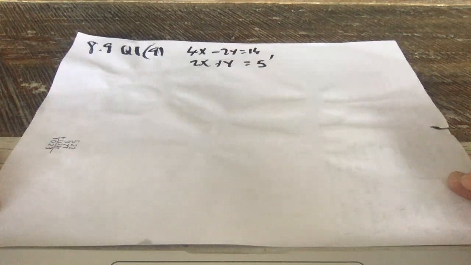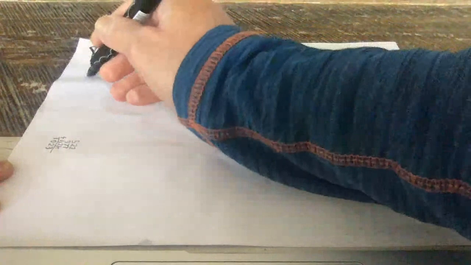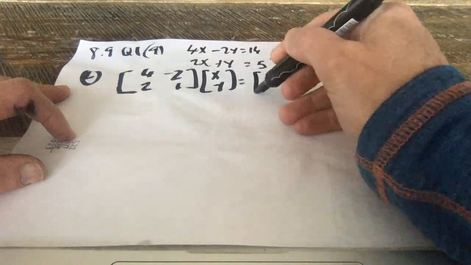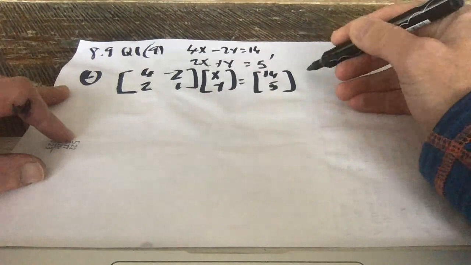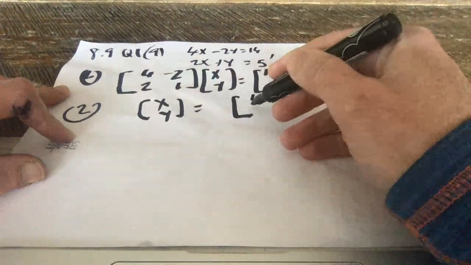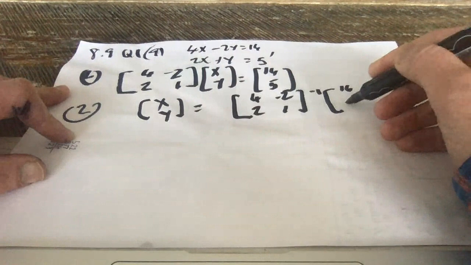So you're going to use matrices to solve these. The first thing you're going to do is write this in matrix form. So it's [4, -2; 2, 1] times xy is equal to [14; 5]. Okay, so then step 2 is xy is equal to [4, -2; 2, 1] inverse times [14; 5]. So now I'm going to get the inverse of this.